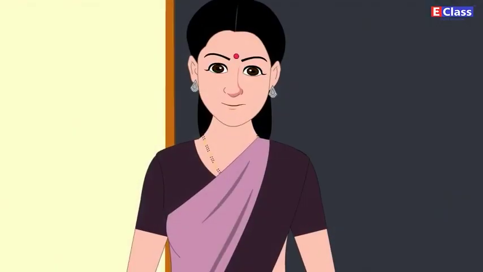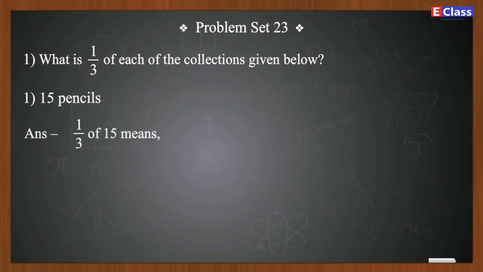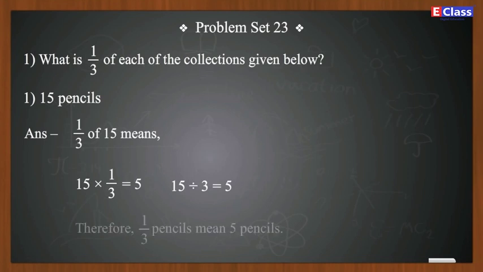Dear students, now we will solve the first example of problem set 23. 1. What is 1 upon 3 of each of the collections given below? 1. 15 pencils. Answer: 1 upon 3 of 15 means 15 multiplied by 1 upon 3, which is equal to 5. 15 divided by 3, which is equal to 5. Therefore, 1 upon 3 of the pencils means 5 pencils.